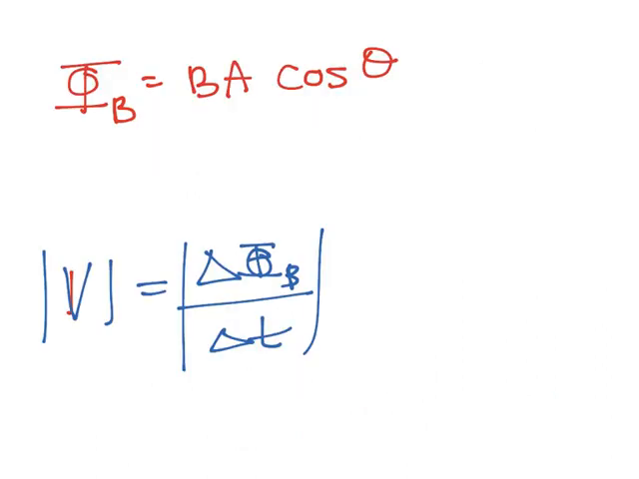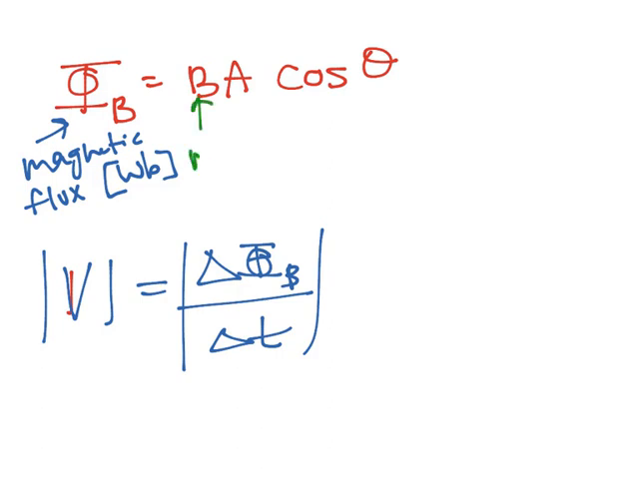So first off, I want to go over our laws. So to find flux, or magnetic flux, remember phi is our magnetic flux, and it is measured in Wb, or Webers. B is our magnetic field, measured in Teslas. So remember, B is our magnetic field, measured in Teslas. A is our area.